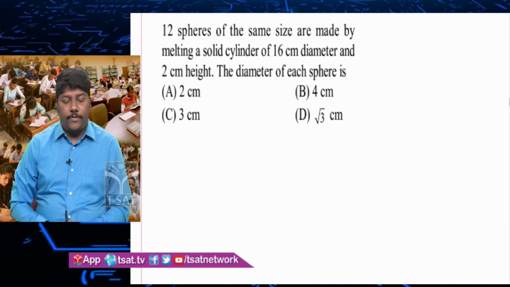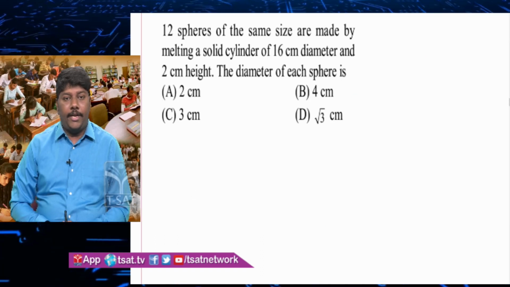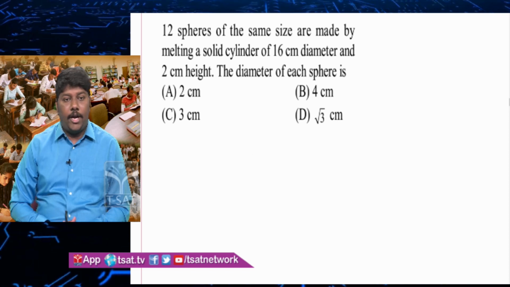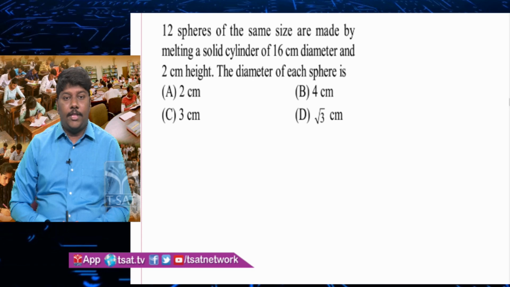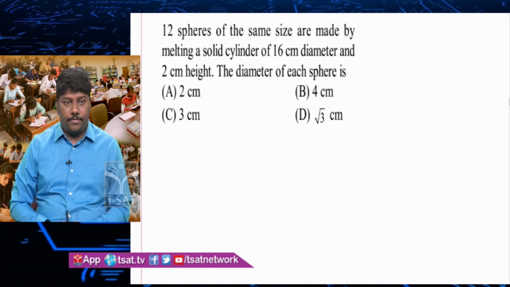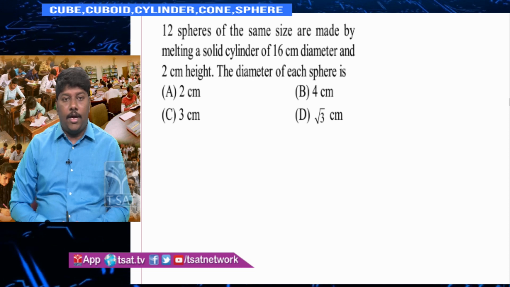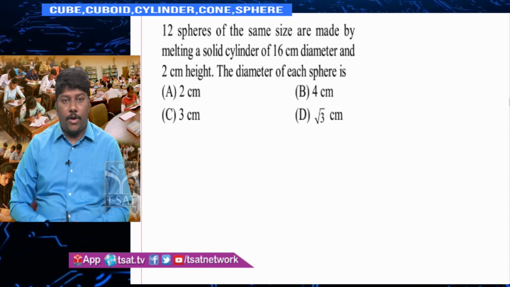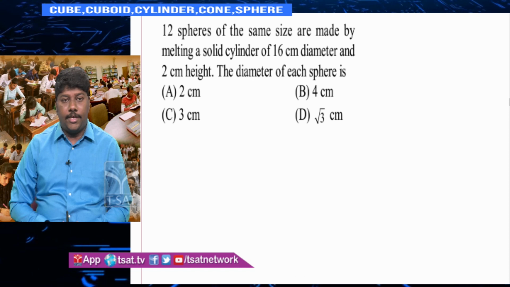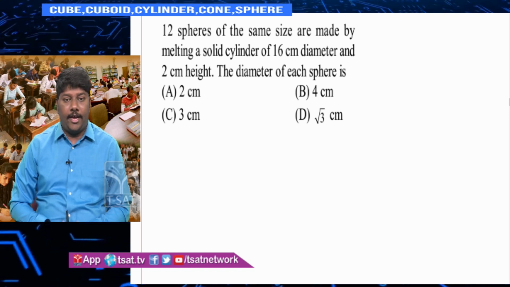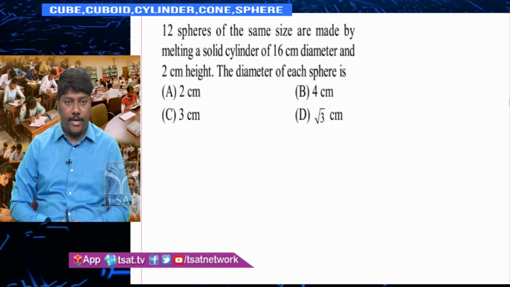12 spheres of the same size are made by melting a solid cylinder of 16 centimeter diameter and 2 centimeter height. The diameter of each sphere is? So you are melting a solid cylinder of 16 centimeter diameter and 2 centimeter height. First find out what is the radius of each sphere.